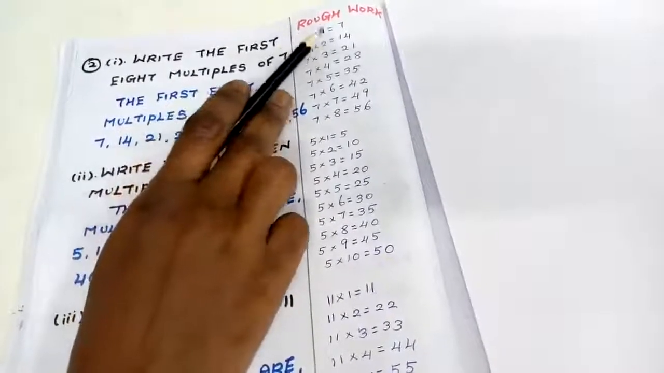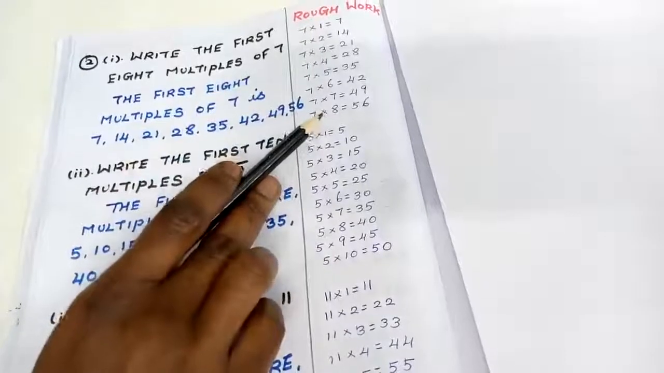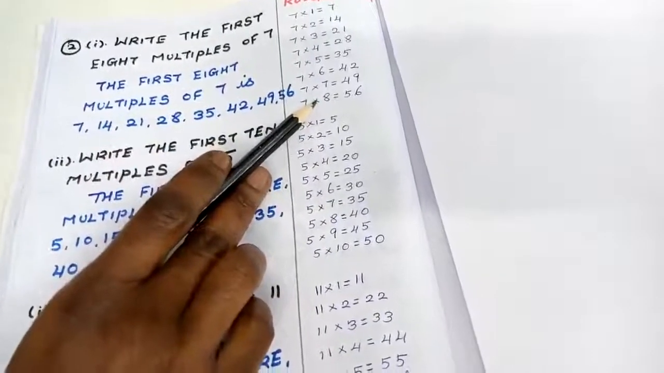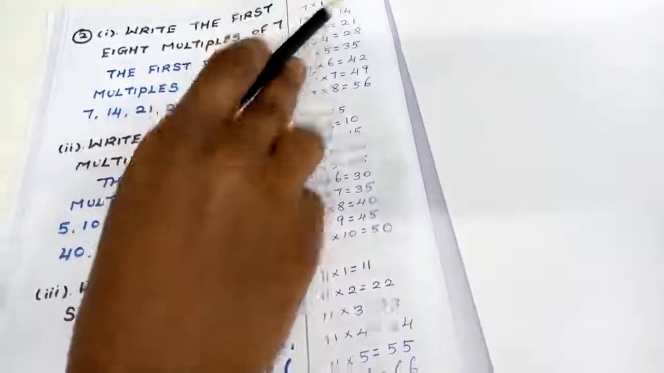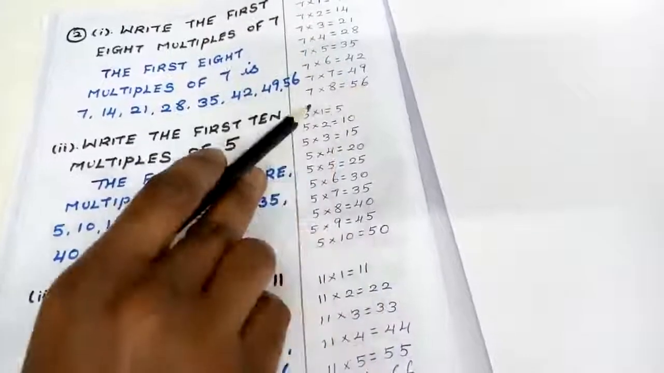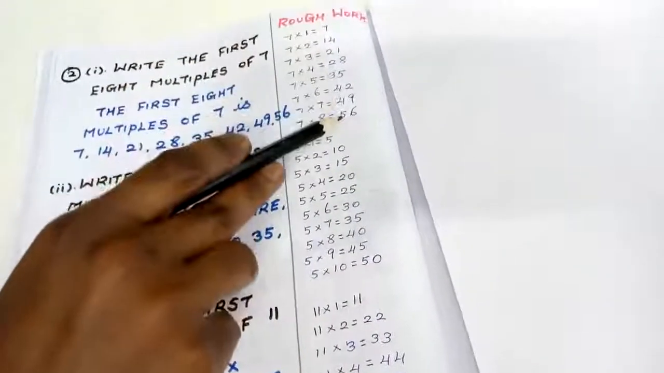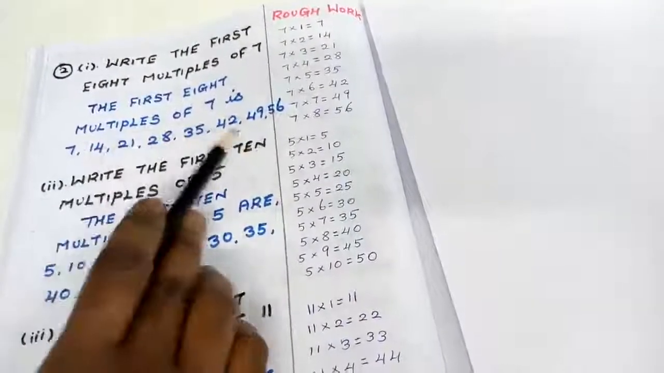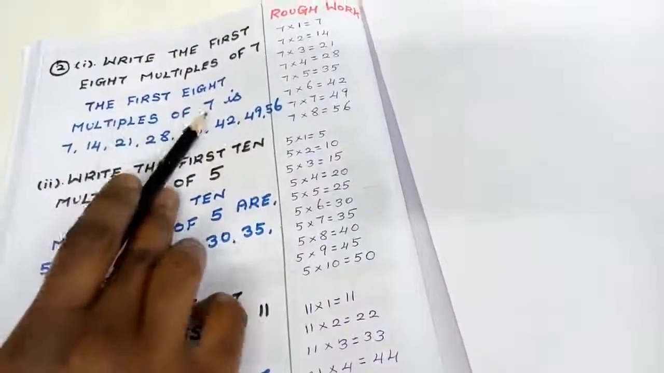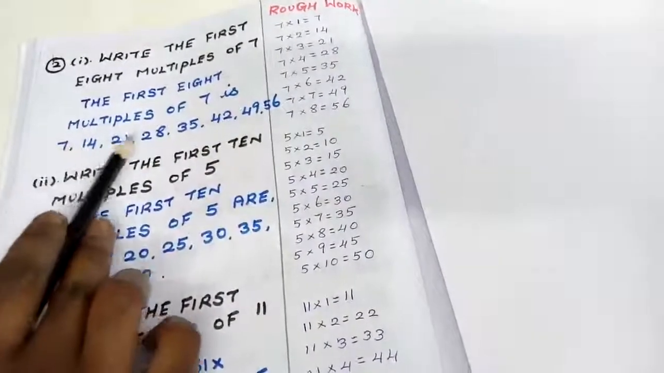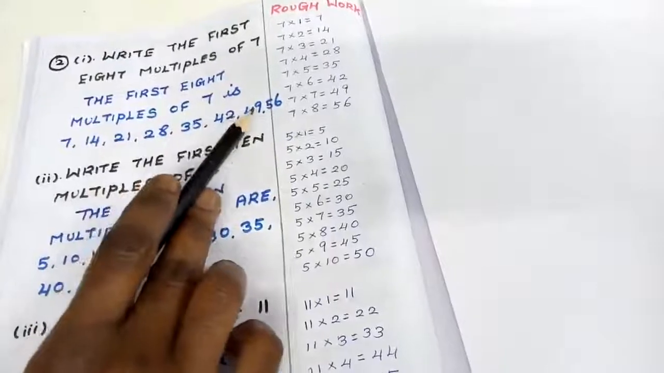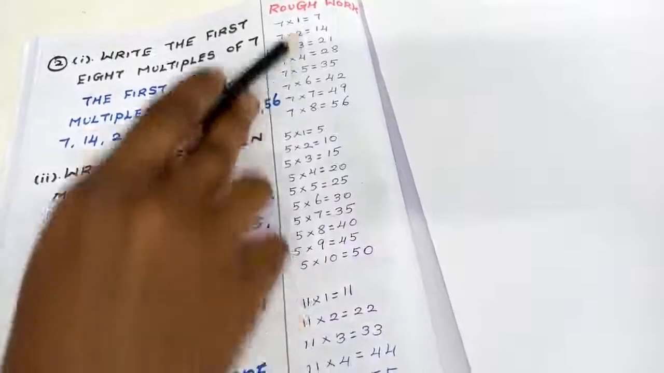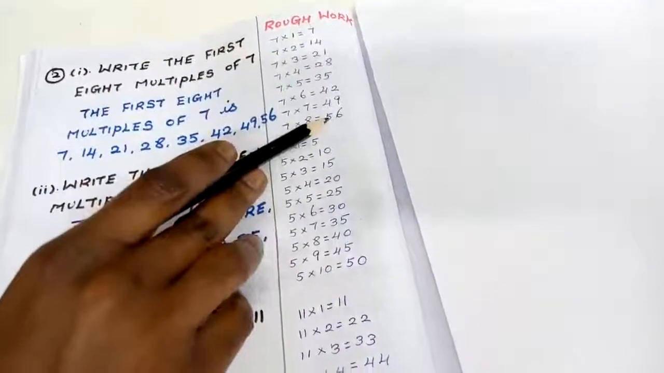7 ones are 7. Starting from 1 to 8, you are going to multiply the value with the table 7. So 7 ones are 7 to 7 eights are 56. I will be calculating, and whatever answers I get here, I am going to write them here. That is, the first 8 multiples of 7 are 7, 14, 21, 28, 35, 42, 49 and 56. Those are the answers we are getting in the 7 table.